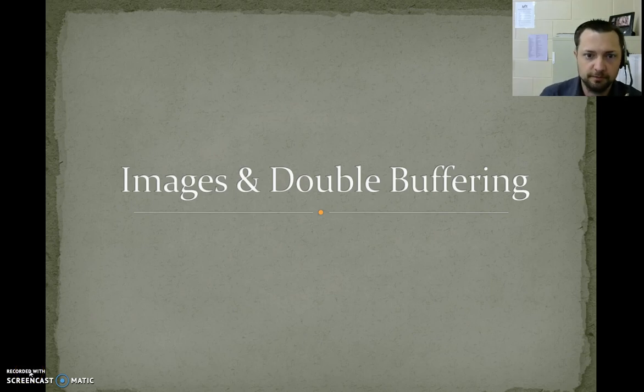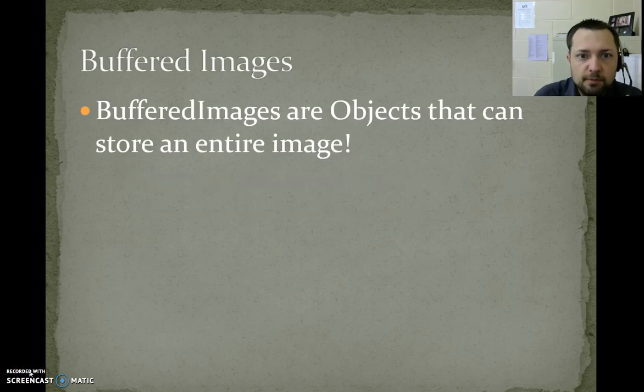Images and double buffering. Buffered images. Buffered images are objects that can store an entire image. So instead of drawing shapes to the screen, we can now go into Paint, draw something, and say, put that on the screen.